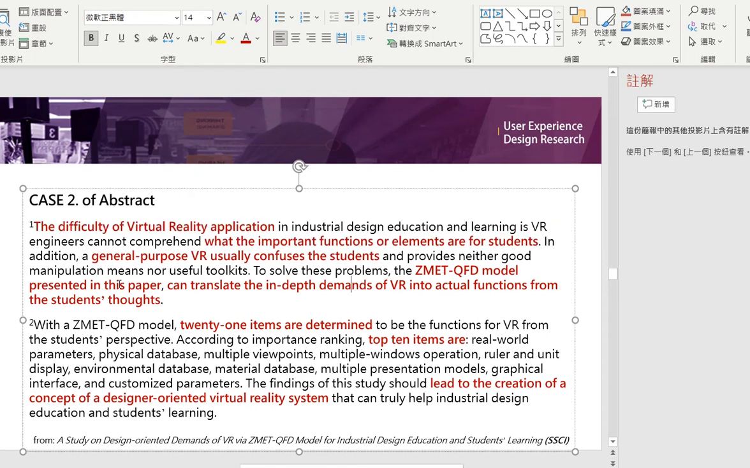And in addition, in general purpose, VR usually confuses the students. This is the research problem I mentioned. VR is very convenient, but VR design, before 3 years ago, maybe 4 years ago, was all done by engineers. The engineer is not similar to a designer. They don't really know user needs in their area.